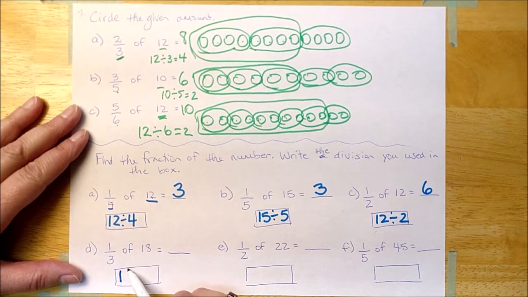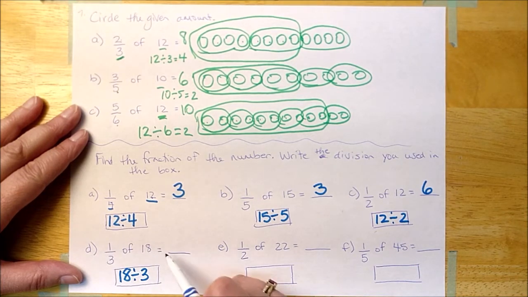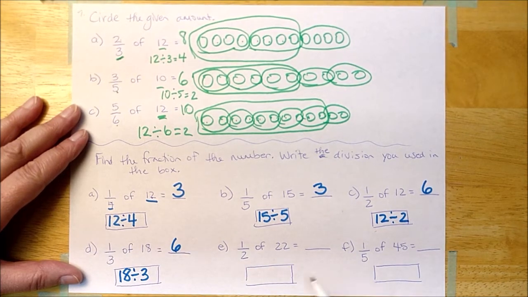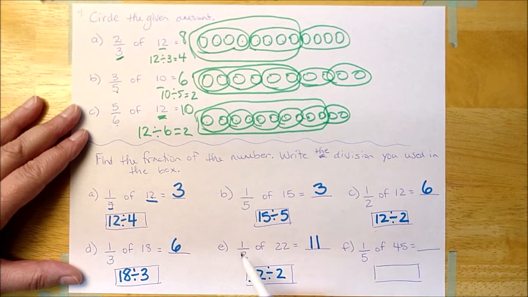Okay, I hope here you put 18. There are 18 objects. We're going to divide them into 3 groups. 18 divided by 3 is 6. So if I get one of those groups, I'm getting 6. Here you needed to put 22 divided by 2. And I know that is 11. So if I get one of those groups, I'm going to get 11.